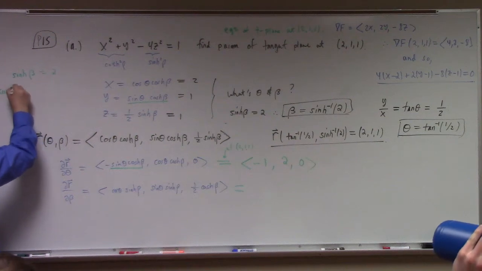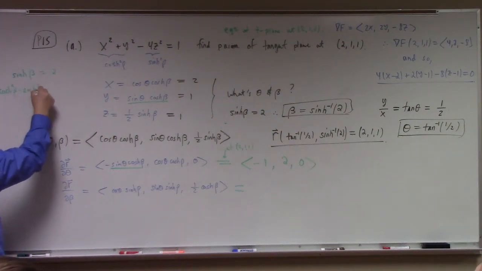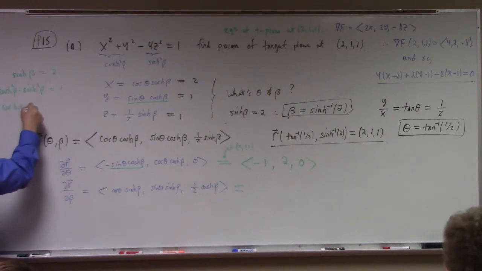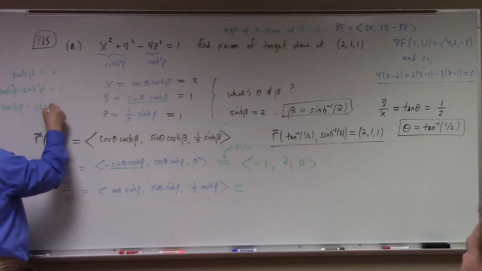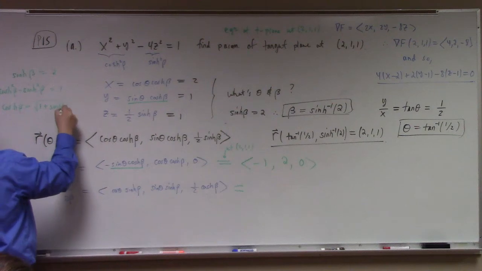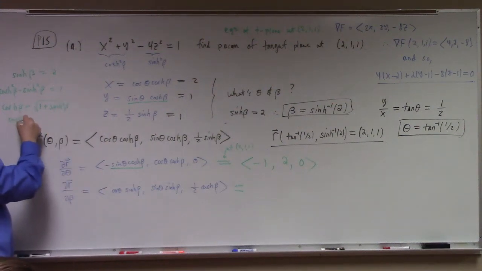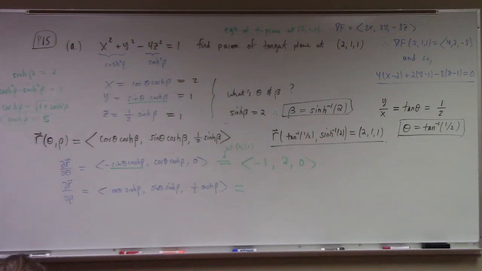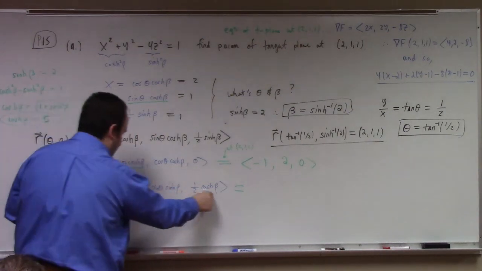Well, remember cos squared minus sinh squared is what? So actually cos beta is the square root of 1 plus sinh squared beta, right? So in fact, cos beta equals the square root of 1 plus 4, square root of 5. So that means that's 5/2.